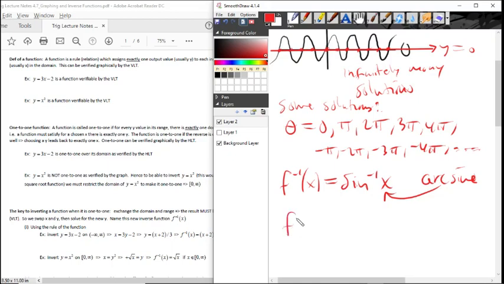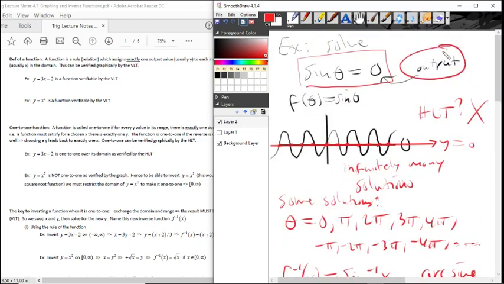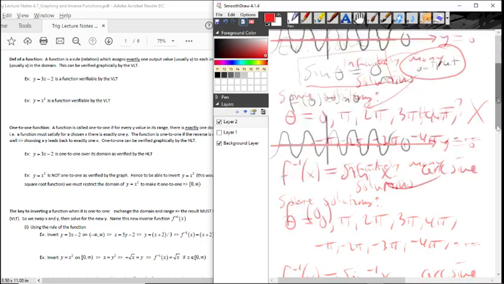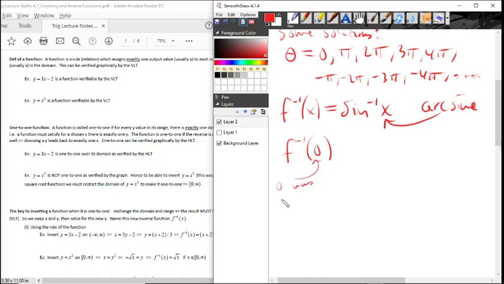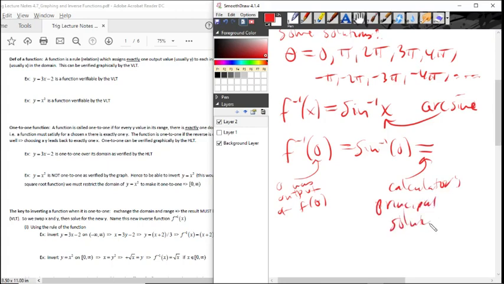If we were to plug the output of the original function into this, if 0 was the output of f of theta, not the input, it was the output, and we plug that into this inverse function and ask the calculator what is the arcsine of 0, the calculator's principal solution that it will give us will be 0.